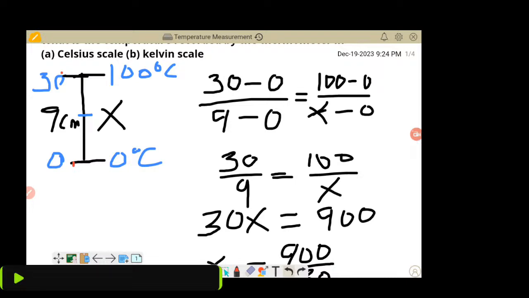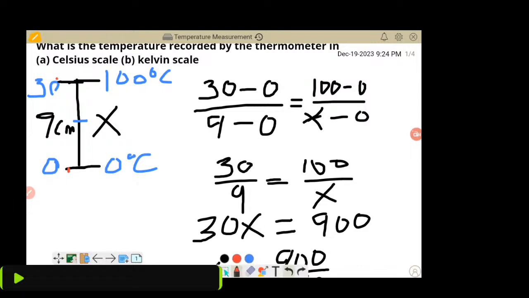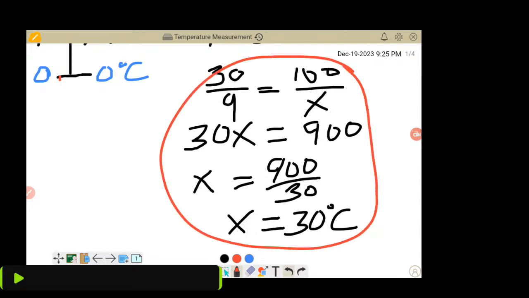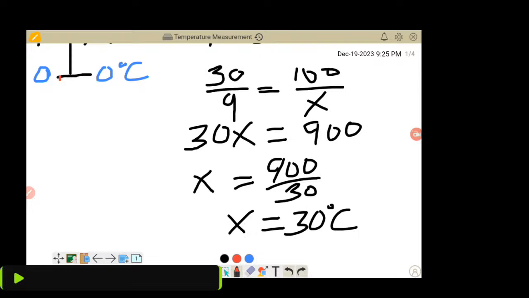That is the reading corresponding to the upper fixed point minus the reading corresponding to the lower fixed point, over the reading that we have on the thermometer minus the lower fixed point reading. So what we did to this centimeter part here, we did the same thing to the degree Celsius part. That is upper fixed point minus lower fixed point equal to the degree Celsius temperature corresponding to 9 centimeter minus lower fixed point. And mathematically, that took us through all these arithmetic processes, and we arrive at the value of x to be equal to 30.